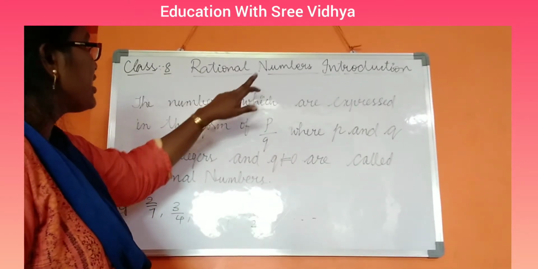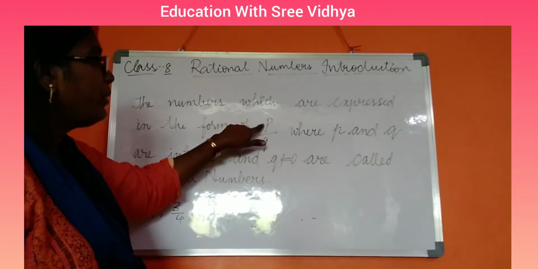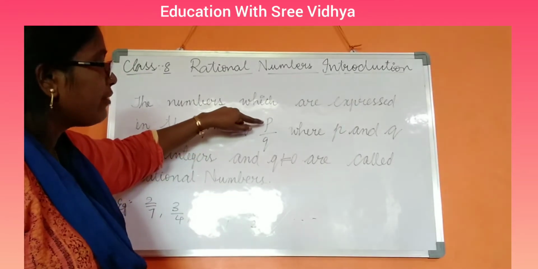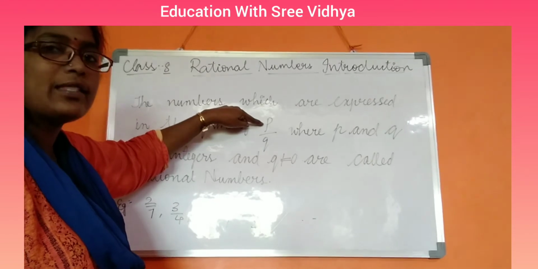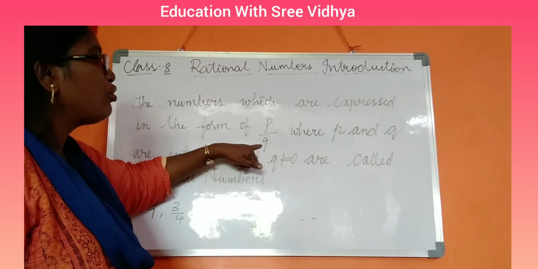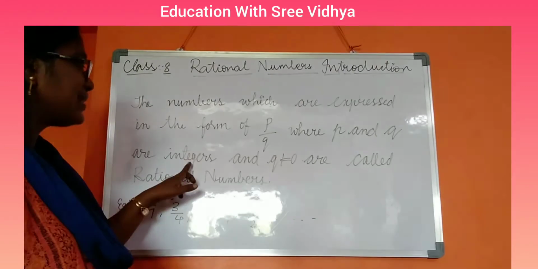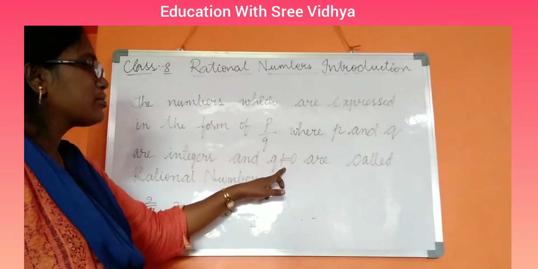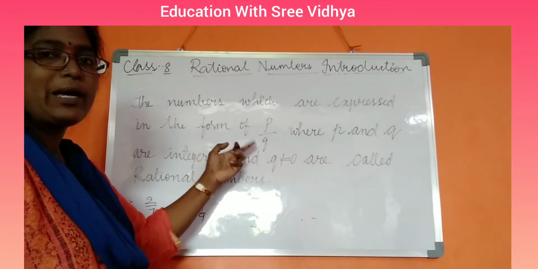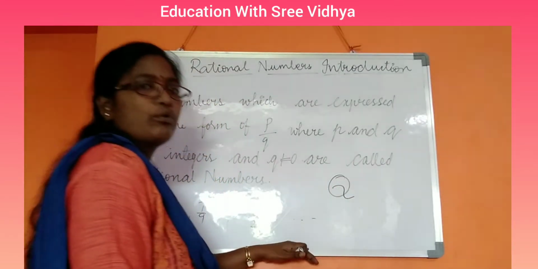So the definition of a rational number is the numbers which are expressed in the form of P by Q, so P divided by Q. Here the value of P may be either positive or negative, and Q is not equal to 0. So where P and Q are integers and Q is not equal to 0, they are called rational numbers, and these rational numbers are denoted by capital Q.